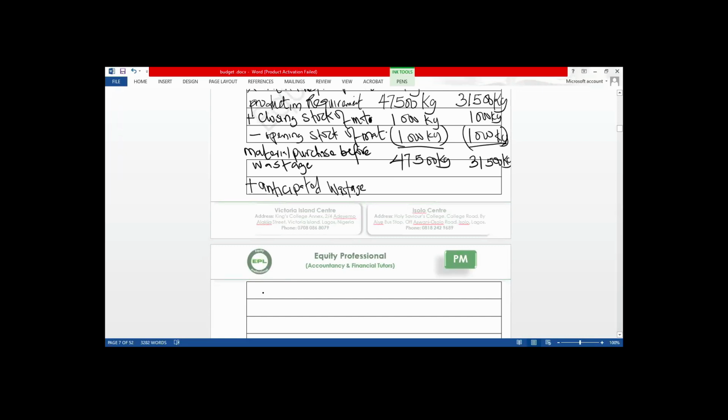Total material purchase budget, it must be 100%. Now, if 5% is wastage here, that means this is 5% because everything must give me 100%.